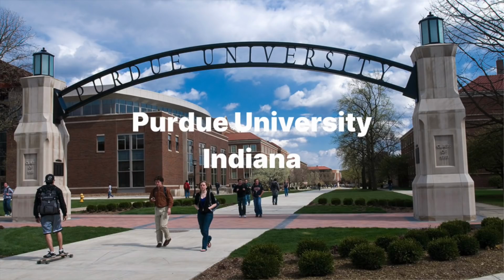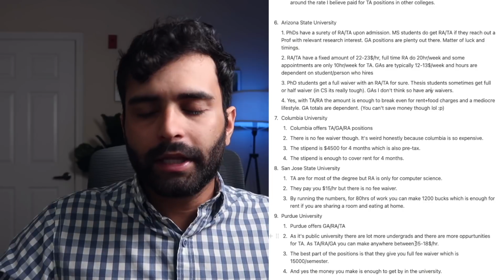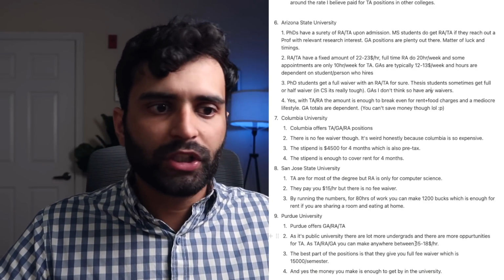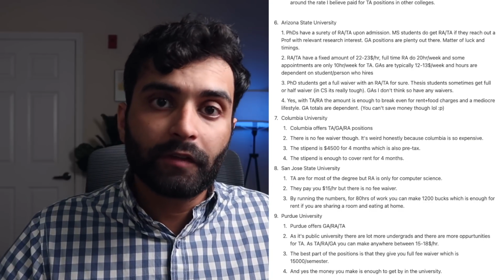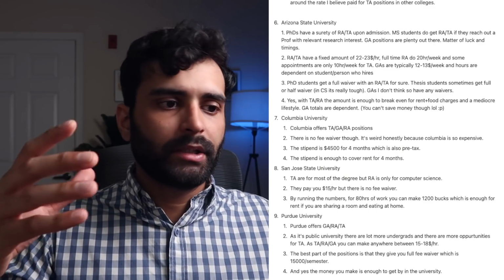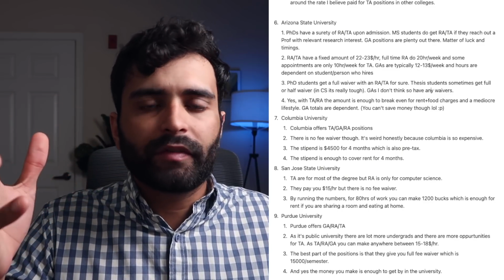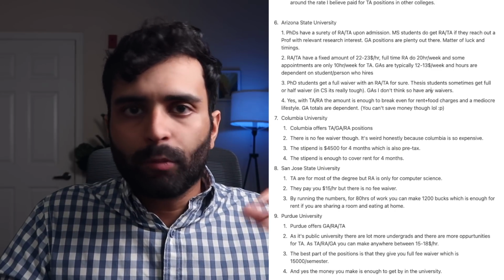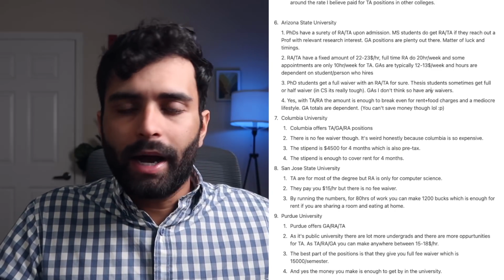So $1,200 is just enough for you to cover your rent and living expenses month to month. Coming to Purdue University, my university, Purdue offers GRE and yes, they give you a full fee waiver. As an RA or a TA or a GA, you would be making anywhere between $15 to $18 an hour. But the full fee waiver is so big because you are saving $15,000 a semester on just tuition fees. And yes, the money you make is more than enough to get you by for a month.